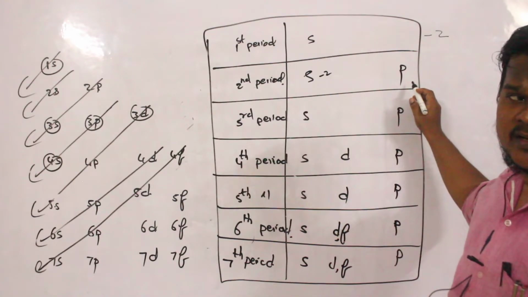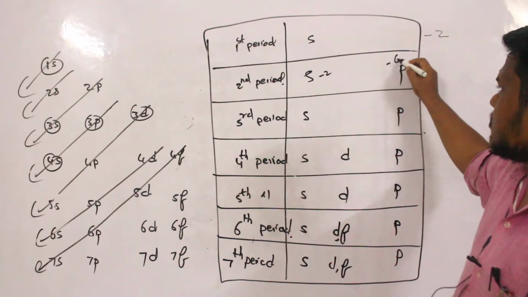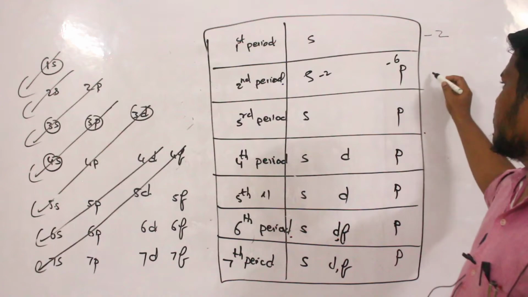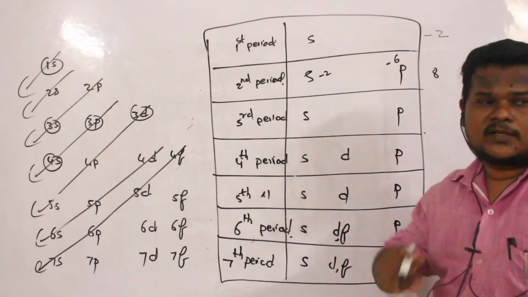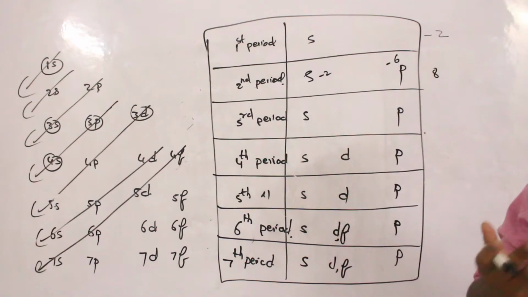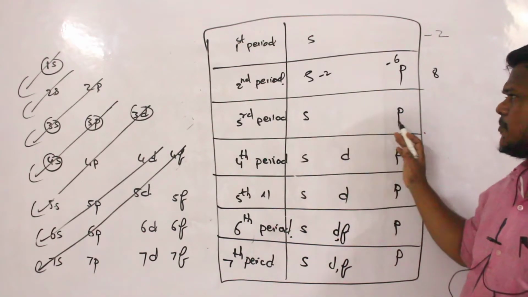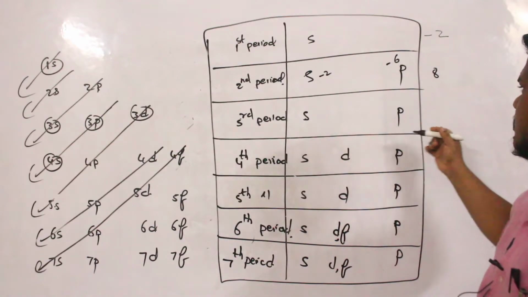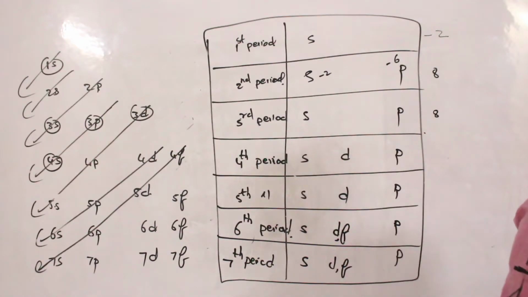Then if I go to the second period, S subshell can accommodate 2 electrons, no? And P subshell can accommodate how many electrons? 6 electrons. So 2 plus 6, totally 8 electrons. So in the second period, you will have only 8 elements. Then the third period, again 2 and 6, is composed of only 8 elements.